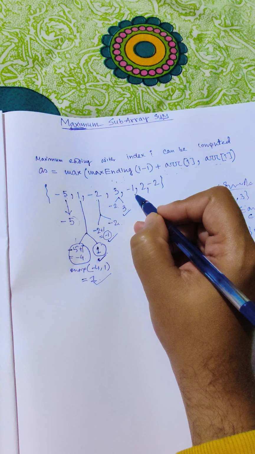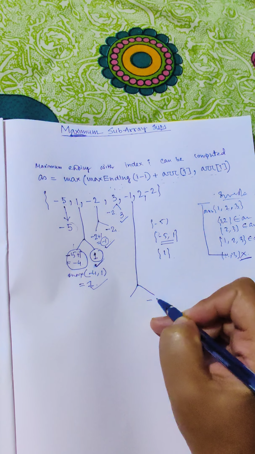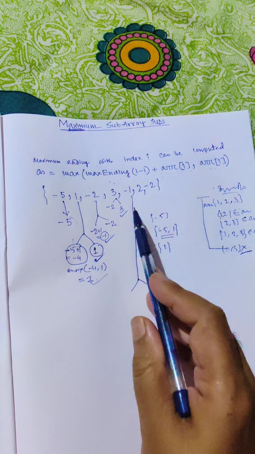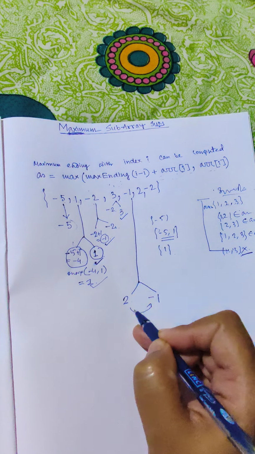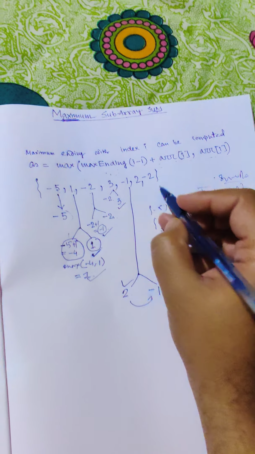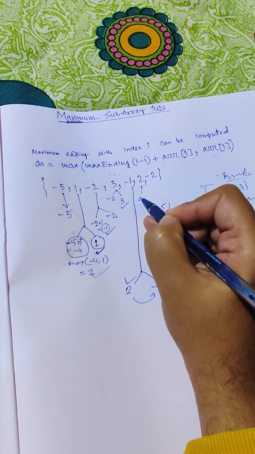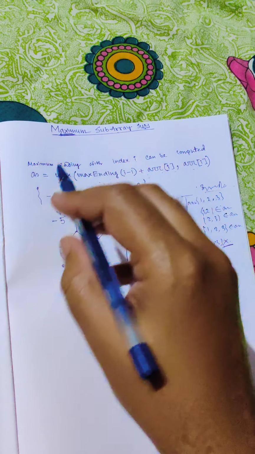In case of -1, see, we have -1, or we can make it 2. So the maximum between these two is 2, so we will definitely go with 2. In a similar fashion, we can go with 4, or here 2, because 4 minus 2 is 2, and 4 is better.